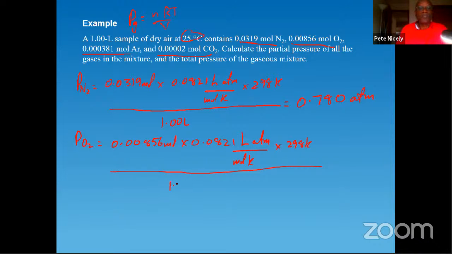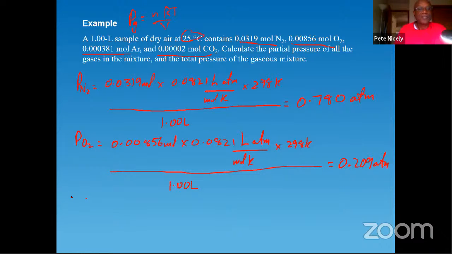And according to my calculations, 0.00856 times 0.0821 times 298 divided by 1 gives you 0.209 atmospheres. And then we do the same thing for the third gas, which is argon.